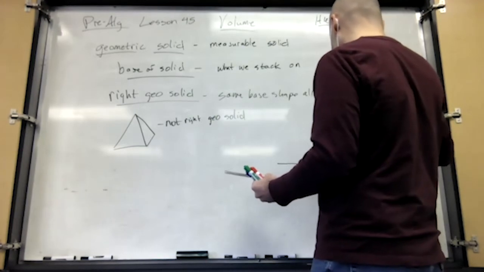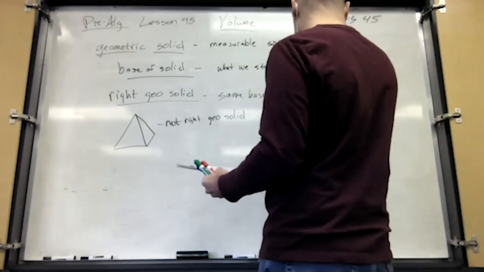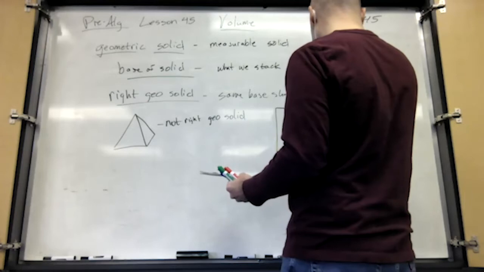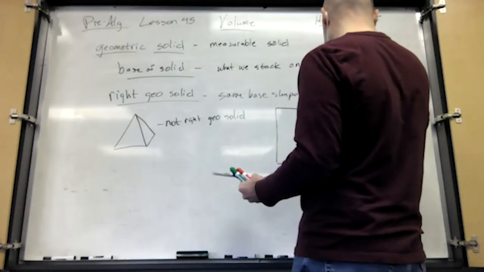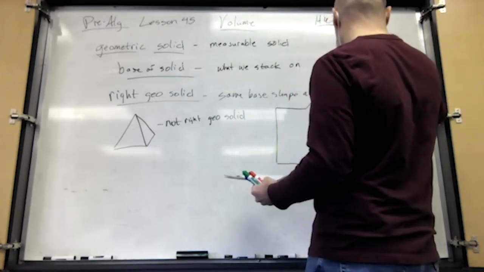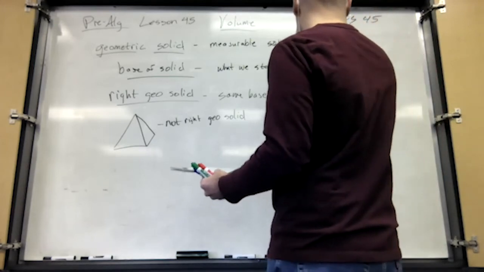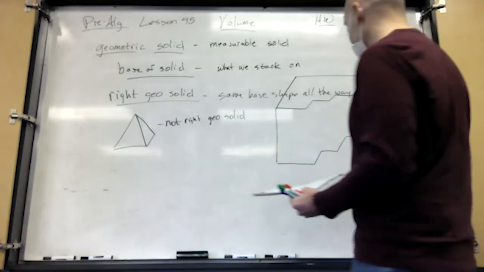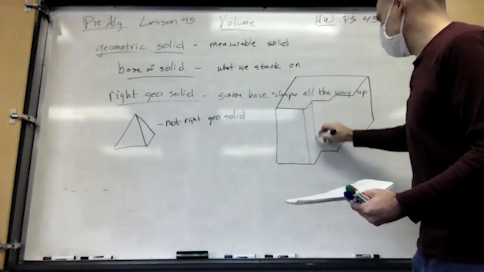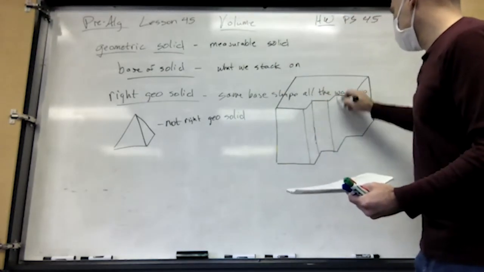A pyramid. Whoa. It's 4 triangles. No, this is the 3D triangle. Three triangles is a pyramid. And you ruined the joke. Wait, where is it a cone? Is this a right geosolid? Yeah. I have no idea.